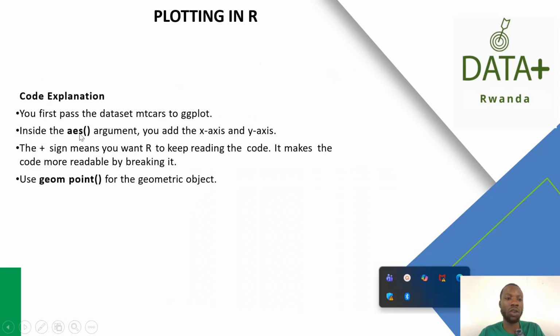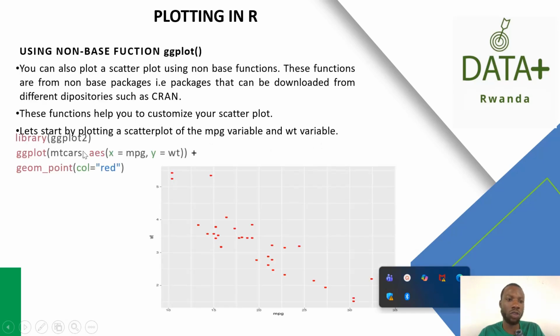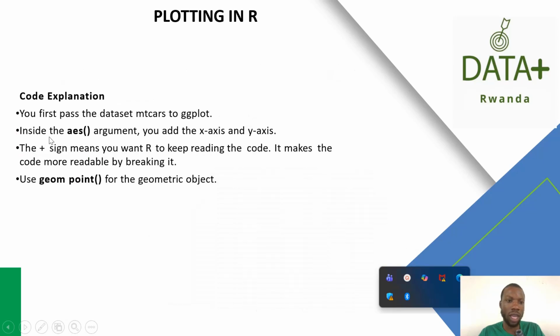So again, the code explanation: you first pass the dataset called mtcars to ggplot. Those are the dataset called mtcars, and then this aes, what it means, it is inside aesthetics. You add the x-axis and y-axis. If we need to add x-axis and y-axis, we need to put the comma, and then we add this. Inside this we add x values, we equalize the variable that we want to be on x, and then a comma, we put y, we equalize the variable we want to be on the y-axis.